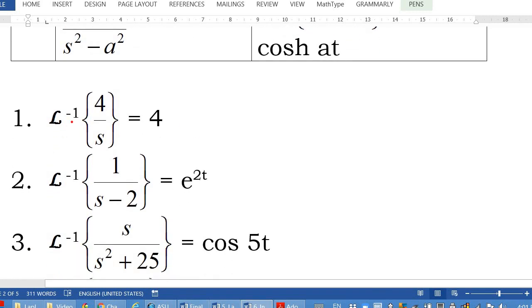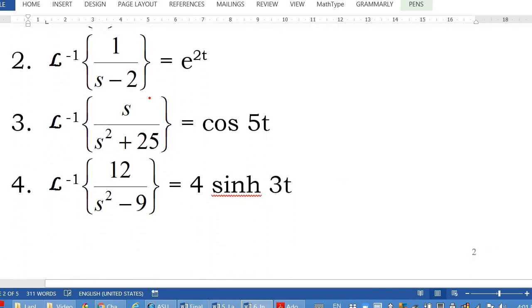For example, the inverse Laplace transform of 4 over s, you get back 4. The inverse Laplace of 1 over s minus 2, you get back exponent 2t. The inverse Laplace of s over s squared plus 25. Here 25 is 5 squared, and this is s, so we get back cos 5t.